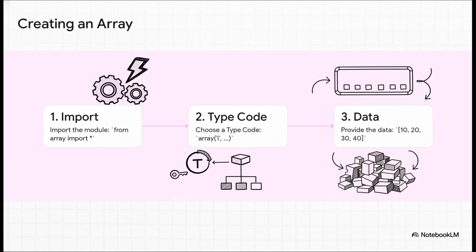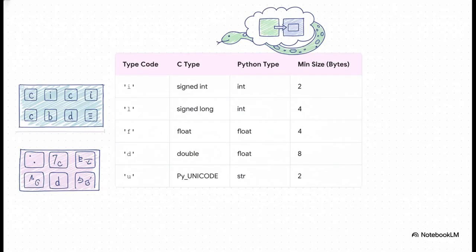First, you've got to import the functionality. Second, you tell it what kind of data you're storing using a special little type code. We'll look at that in just a second. And third, you just give it your data. Simple as that. Okay, so those type codes you see here, they're just shortcuts. For example, I creates an array of integers. But if you were working with high-precision decimals, you'd use D for double. This is all about being super efficient with memory when you know for sure that all your data is going to be the same type.